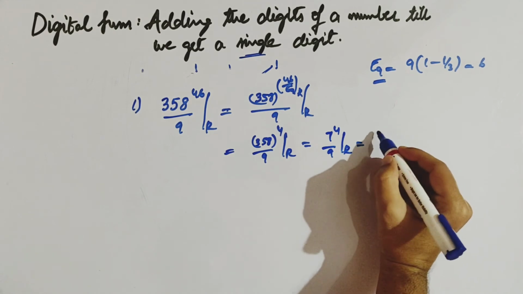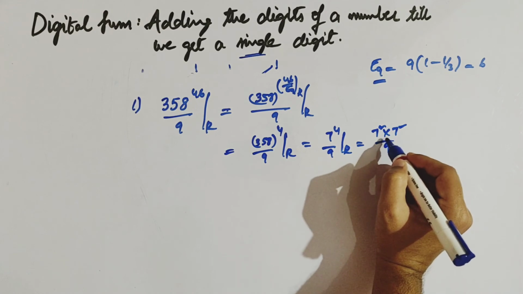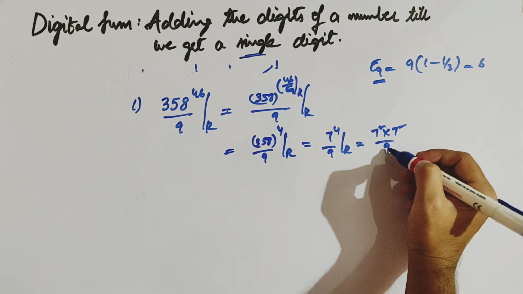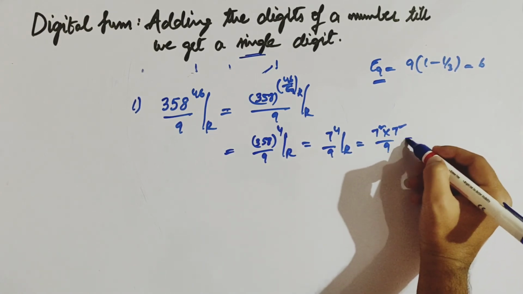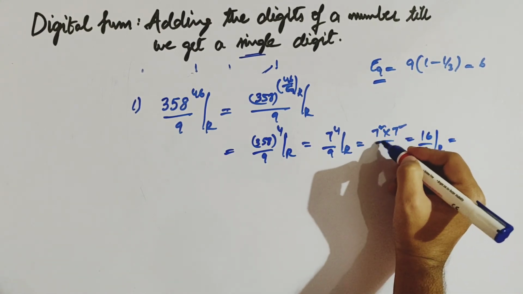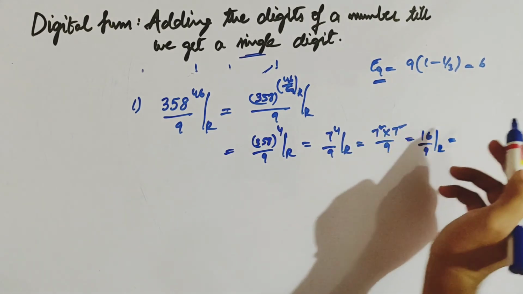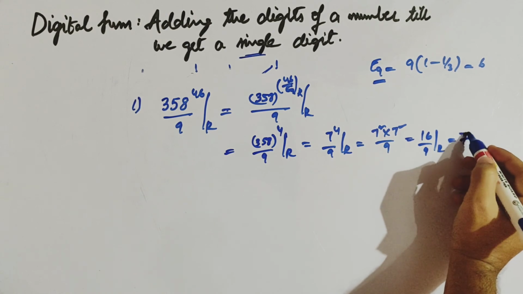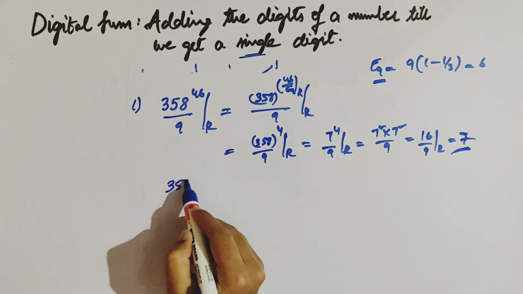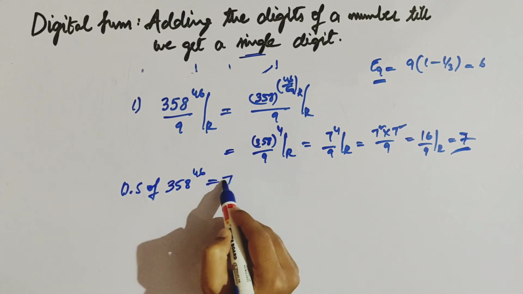So 7 power 4 can be split into 7 square times 7 square, divided by 9. The remainder for 7 square, which is 49, with respect to 9 will be 4. So 4 into 4 is 16. So 16 again by 9 gives remainder 7. So 7 is the digital sum of the number 358 power 46.